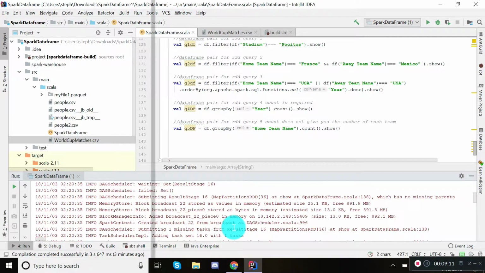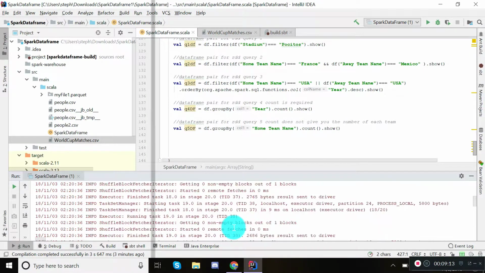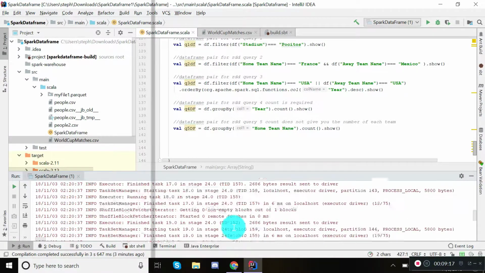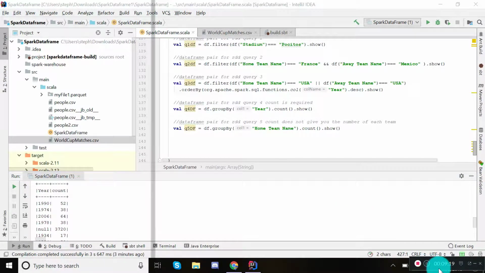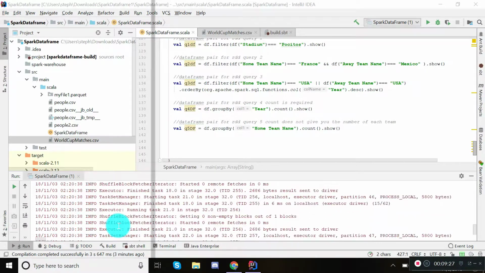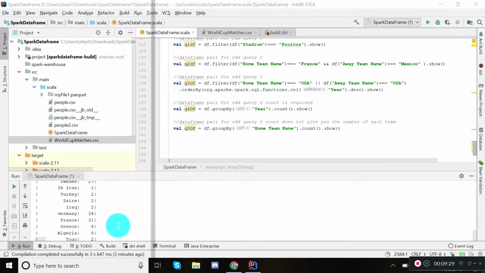Then next is, if I can get to it. Next is how many games per year, so here's how many games per year. And then lastly is going to be counting all the home teams. So here it is, all the home teams and their counts.